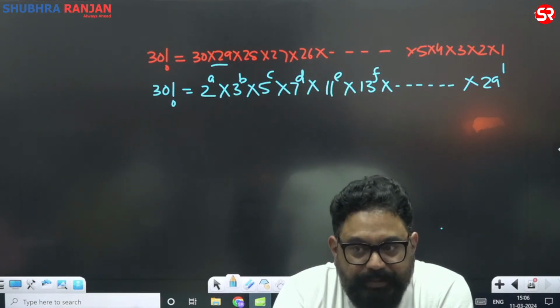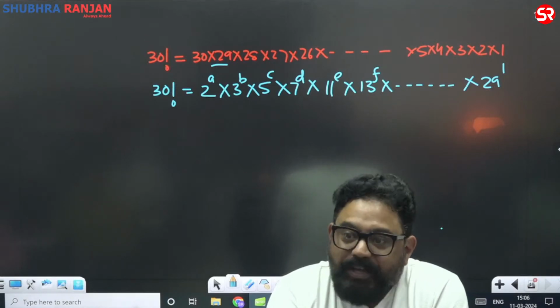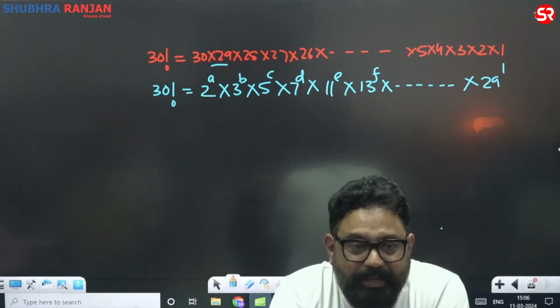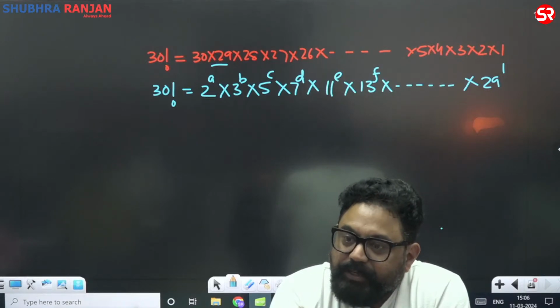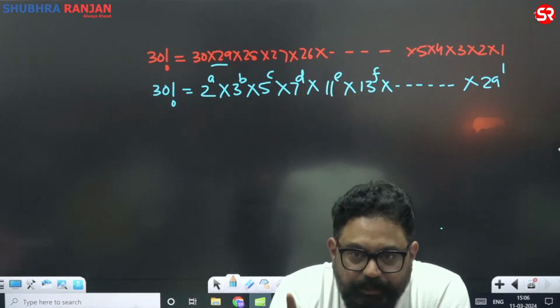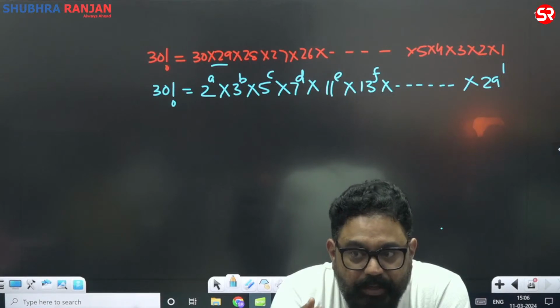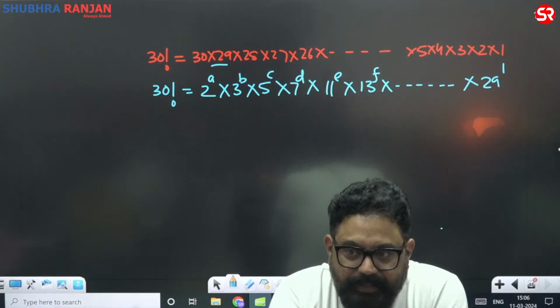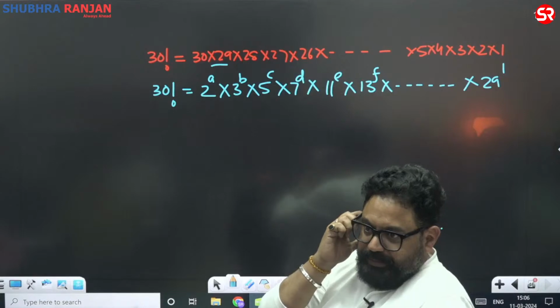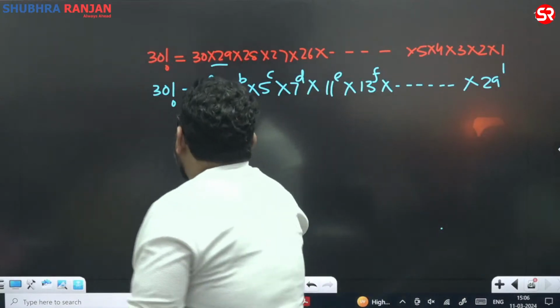Now, what is the value of a? He is asking what is the power of a? What is the maximum power of 2? So what is the question? He will say what is the maximum power of 2 in 30 factorial, right? This question came in last year's paper, we will do that too. So what is the value of a?